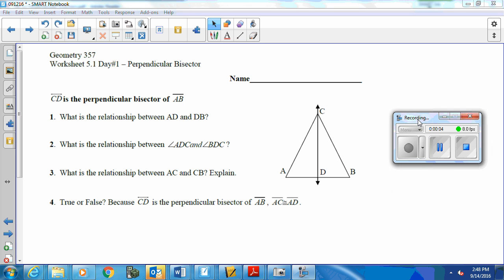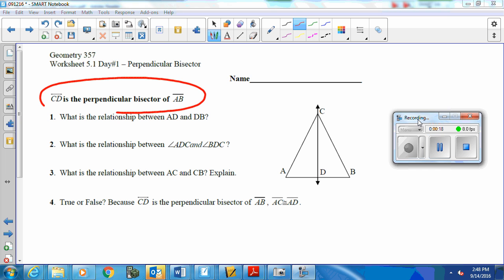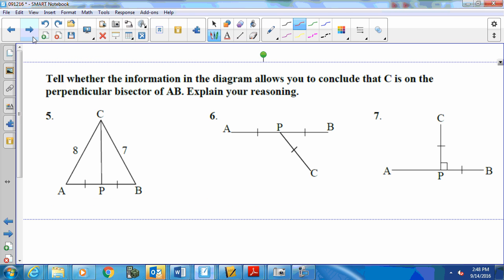Okay, let's take a look at the homework that is due on Friday, September 16th. I'm not going to go through 1, 2, 3, or 4. I think you have a chance to do those. Just remember, everything is based on the idea that CD is the perpendicular bisector of AB. All right, so just remember what that means, and you should have a chance to do 1, 2, 3, and 4.